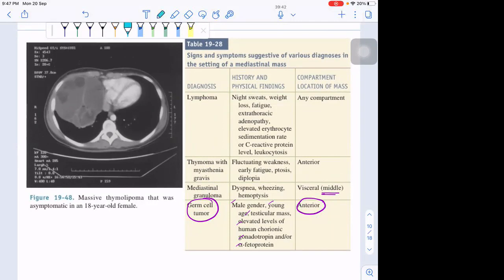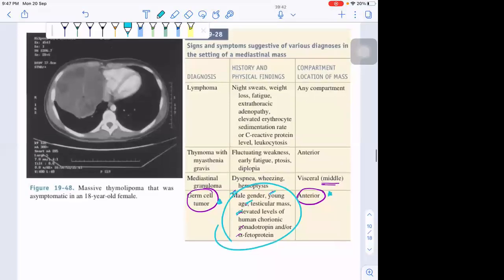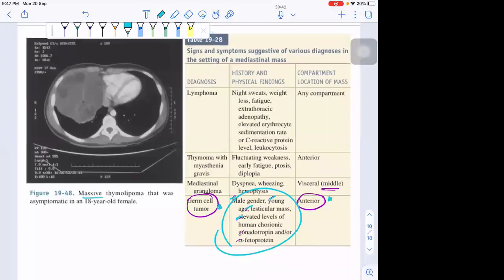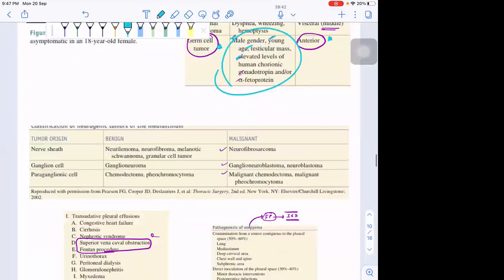I'm telling you that germ cell tumor is present in the anterior compartment mostly, and the history findings are: male, young, testicular mass will be there, and elevated levels of HCG or alpha-fetoprotein. If the history is given like this, it is a germ cell tumor. In the mediastinum a thymolipoma is very rare actually. This is a picture showing a massive thymolipoma.